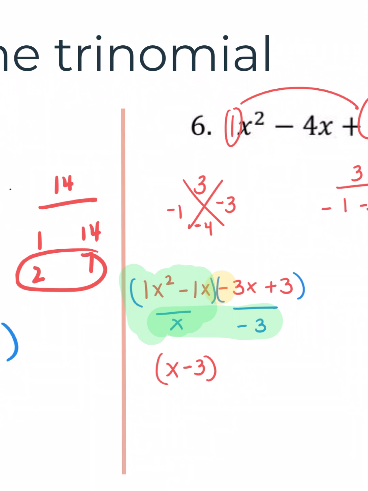My second one is going to be whatever I can pull out of right there. Okay, so 1x squared divided by x still gives me an x, and negative 1x divided by x is going to give me a negative 1. Okay, when I look at those, they are not the same, so I do not have double roots on this one. So I'm just going to leave my answer as x minus 3 times x minus 1.